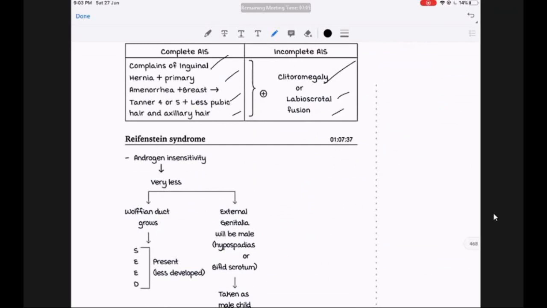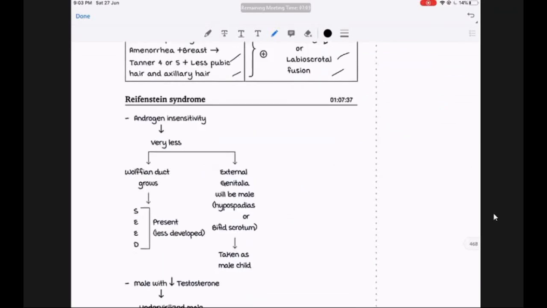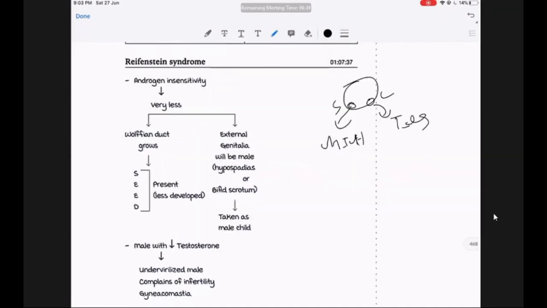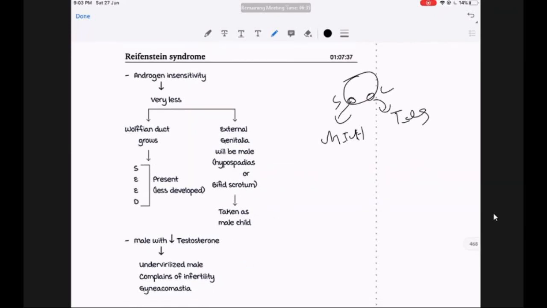Simple, easy. Now, Reifenstein syndrome is also a type of androgen insensitivity, but this is really less. Okay, but even in any type of androgen insensitivity, you have two types of cells. One is Sertoli cells and one is your Leydig cells. Leydig cells are giving you testosterone. Then Sertoli cells are giving you Mullerian inhibiting hormone. Because of this Mullerian inhibiting hormone, obviously, your Mullerian duct is gone. Since this androgen insensitivity is there, there can be partial growth of the Wolffian duct.